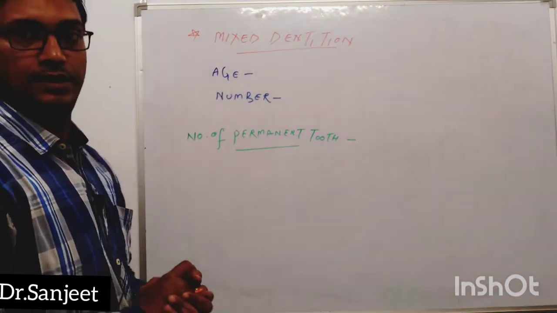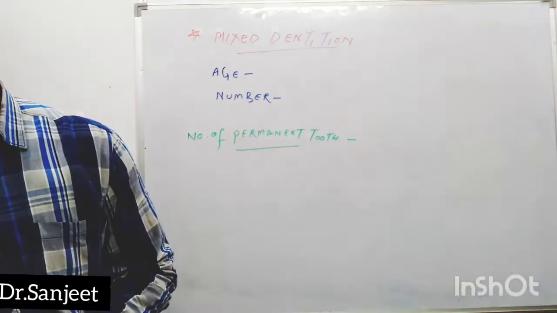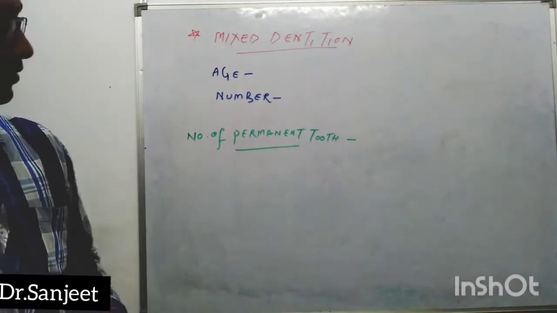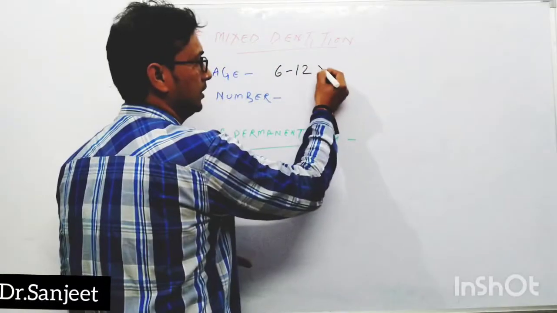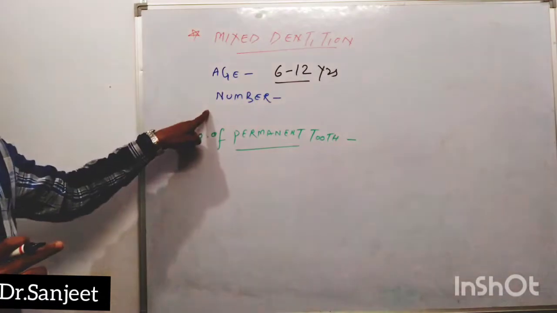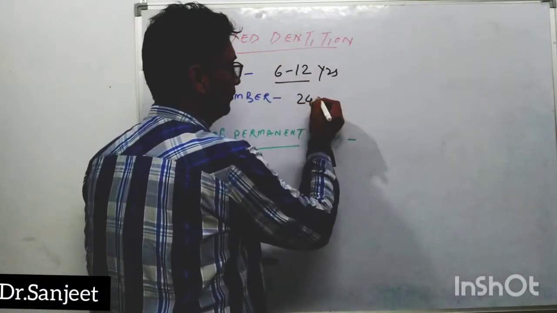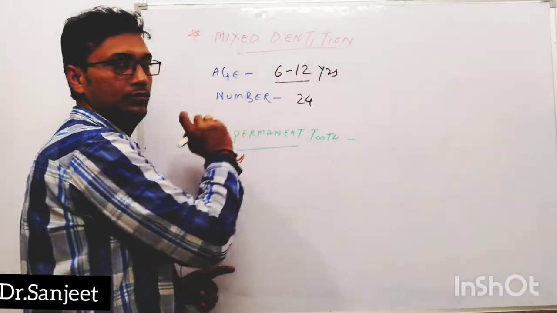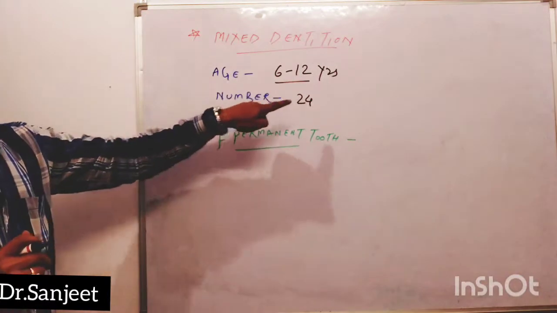Then mixed dentition means there is a mixture of temporary and permanent teeth. Both teeth will be there. So the age for mixed dentition is 6 to 12 years. In this age there is mixed dentition, and the number of teeth in this age group is 24. Age 6 to 12 years, number 24.